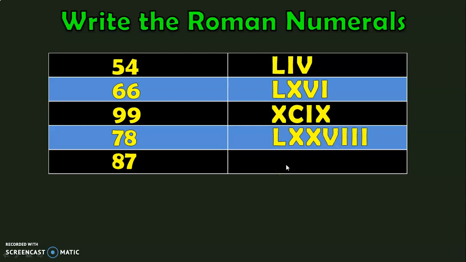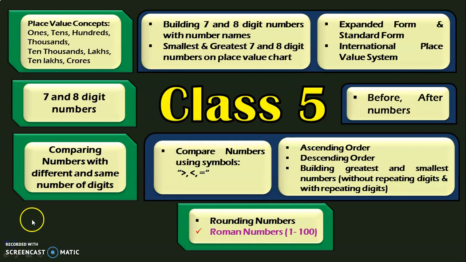And for the last question, 87, the Roman numeral is 50, which is L, plus 10, 60, 70, 80 plus 7. So LXXXVII makes 87. With that, we complete the topic Roman numerals from 1 to 100. All these are the other learning outcomes in class 5 under number concepts.